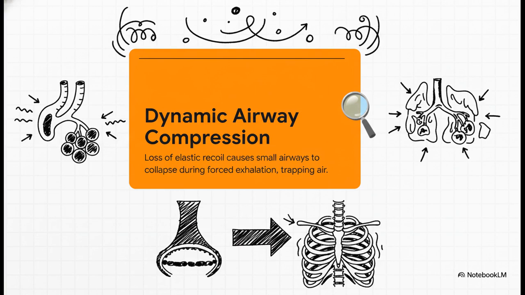So what's actually going on here? Well, a lot of the time, it's something called dynamic airway compression. In a healthy lung, you have all this elastic tissue that acts like scaffolding, holding your tiny airways open when you breathe out hard. But in a disease like emphysema, that elastic scaffolding is destroyed. So when you try to force air out, the pressure just squishes those unsupported airways shut, trapping air inside.